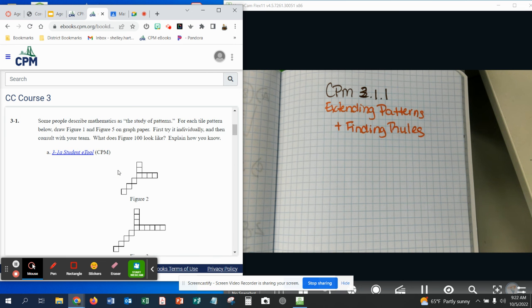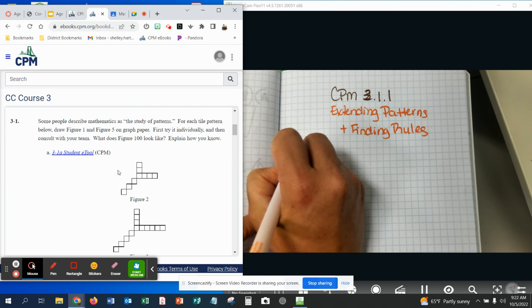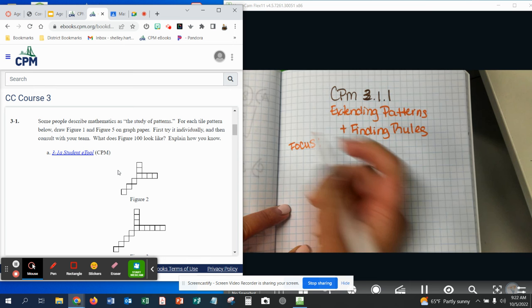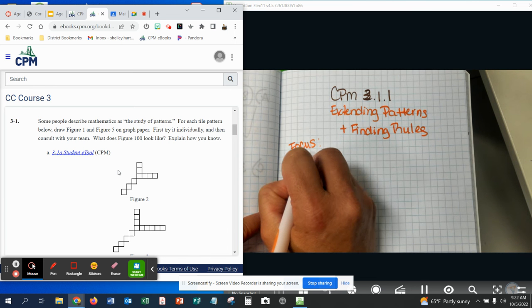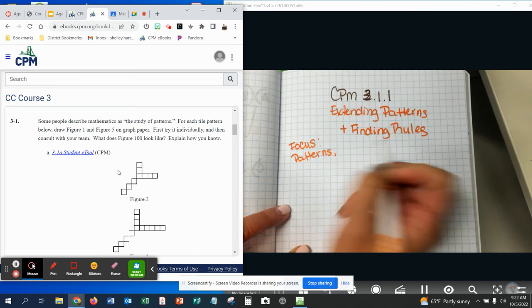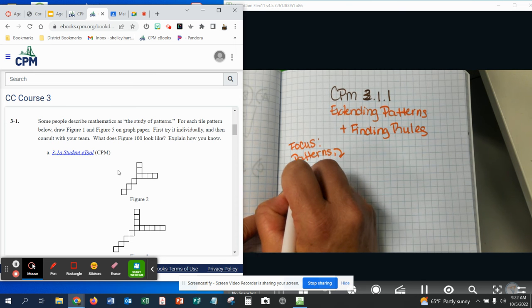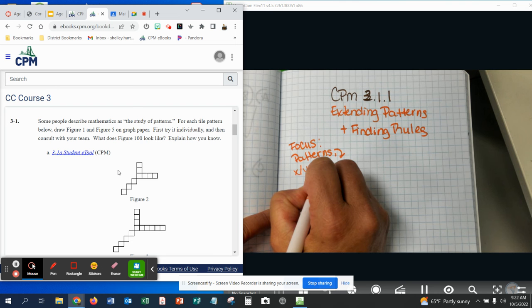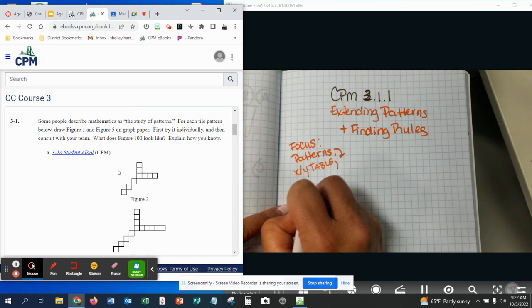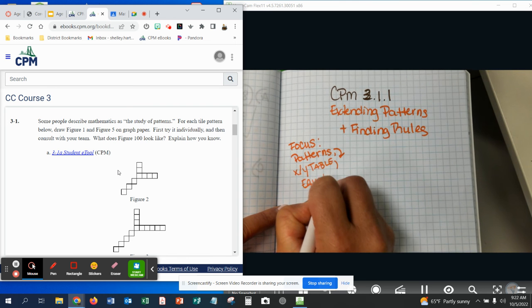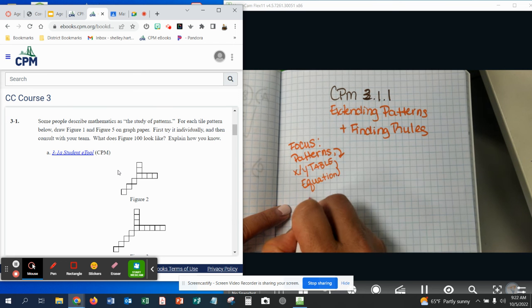All right, so the first thing, okay, so this is a representation of a pattern. This is the core of what our focus should be. So let's write this down. Here's our focus. It's patterns to an X and Y table, to an equation, and then to a graph.